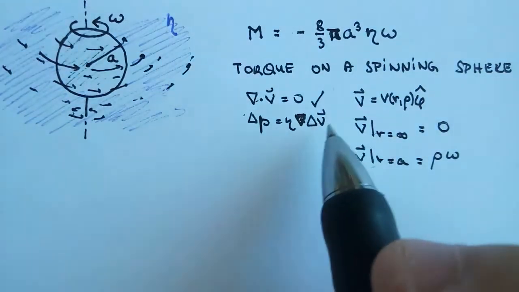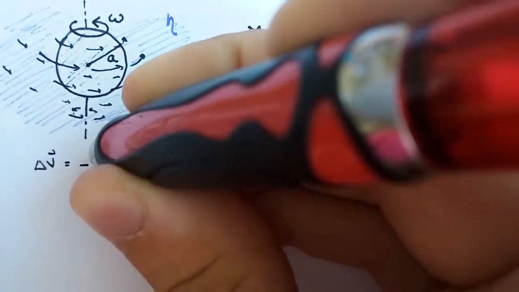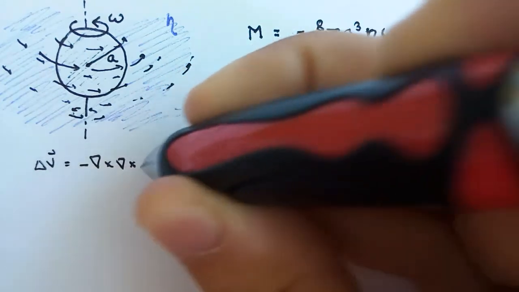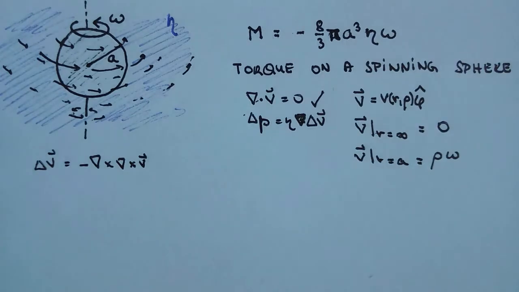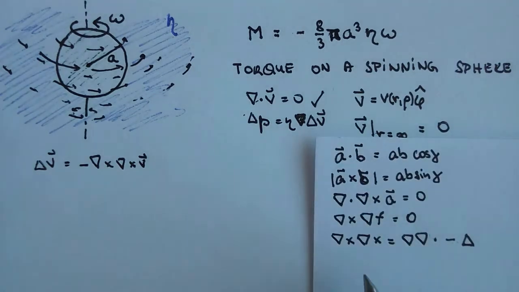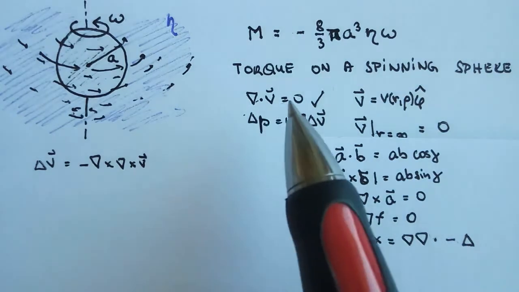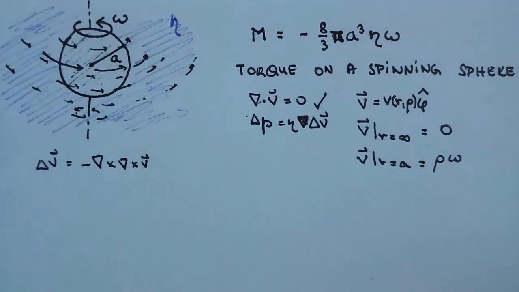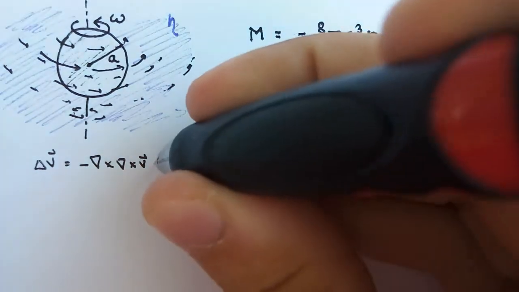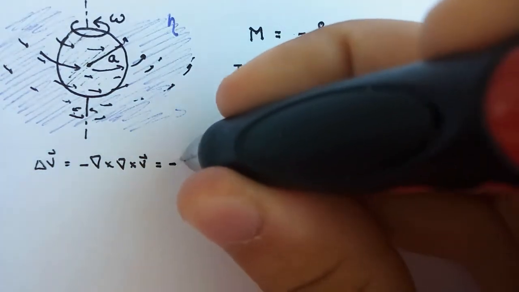Next, we have to compute this Laplacian. We will use a trick. Again, the Laplacian of v can be written as minus curl of curl of v, because there is a rule which tells us that curl of curl is gradient of divergence minus Laplacian. The divergence of v is 0, so that's only minus the double curl. So let us substitute in.